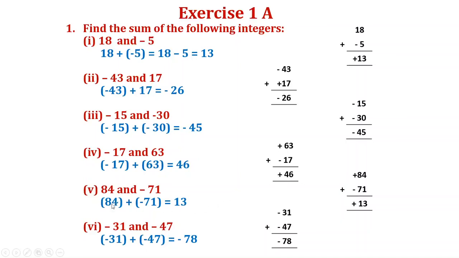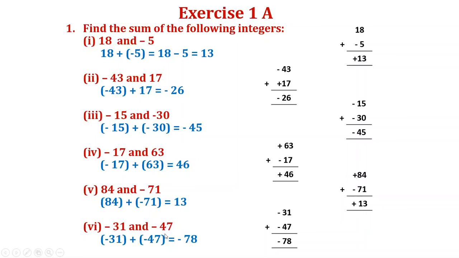Next, fifth one, 84 and minus 71. You are adding again the integers which are having two different signs. Two different signs means subtract the smaller number from the bigger number. So 84 minus 71 is 13, and put the sign which is in front of the bigger number, which is plus. So plus 13. So here we are using rule number 2 of the additions.